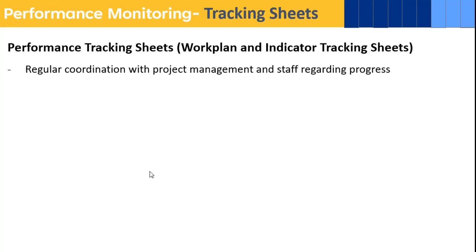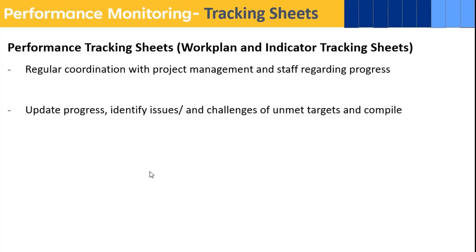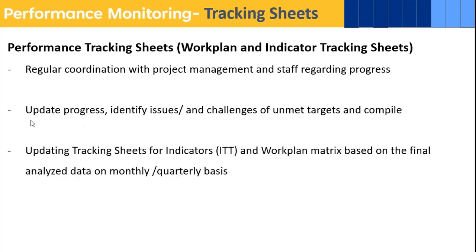Regular coordination on this with project management and staff regarding progress. Update progress, identify issues, unmet targets, and compile. So what you have to do with these two information, update tracking sheets for indicator, ITT, and work plan metrics. Work plan metrics is updated regarding the activities that are being implemented.